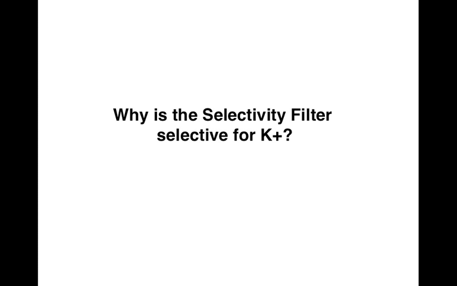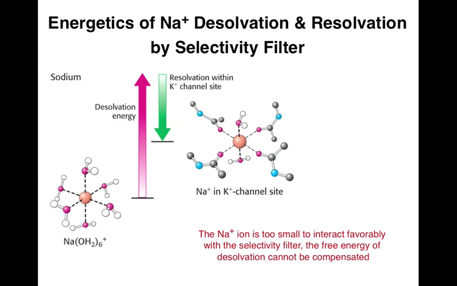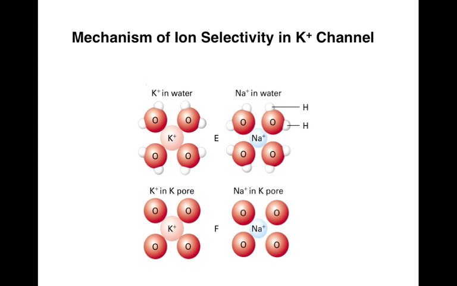But why is the selectivity filter selective for potassium? Why can't, say, for example, sodium pass through the potassium channel? Well, the answer is because sodium is too small to interact favorably with the selectivity filter. So how does that work?